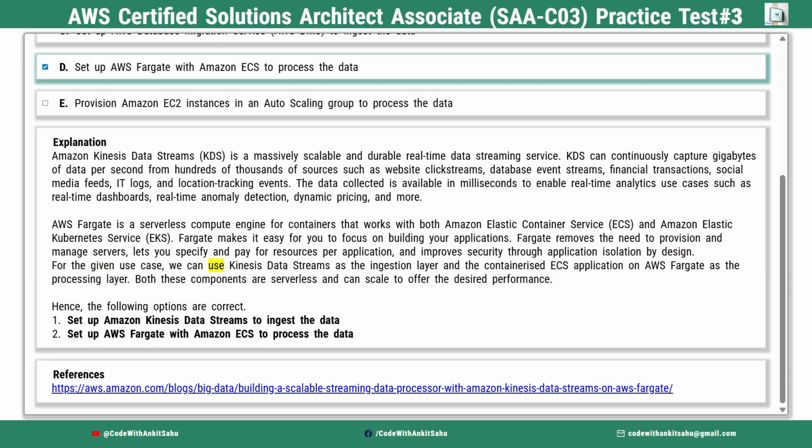For the given use case, we can use Kinesis data streams as the ingestion layer and the containerized ECS application on AWS Fargate as the processing layer. Both these components are serverless and can scale to offer the desired performance. Hence, the following options are correct. Set up Amazon Kinesis data streams to ingest the data. Set up AWS Fargate with Amazon ECS to process the data. References.